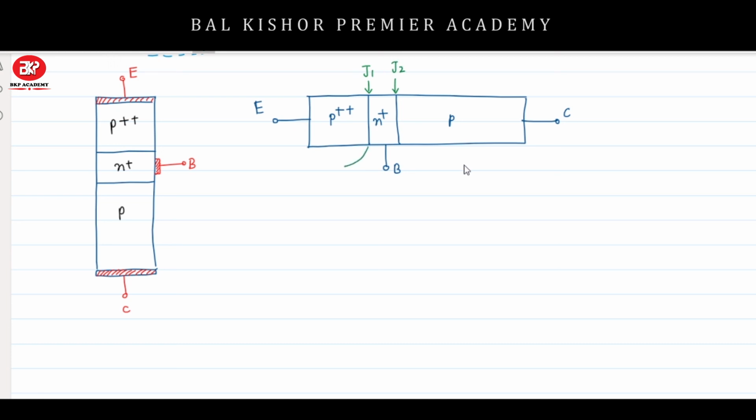That's why this junction, the J1 junction, is nearer to the emitter region. That's why the J1 junction is termed as the emitter junction. Similarly, the J2 junction is also termed as the collector junction. So these are the two PN junctions here. Now, these junctions are called the metallurgical junctions. So we can say these two junctions are called metallurgical junctions.